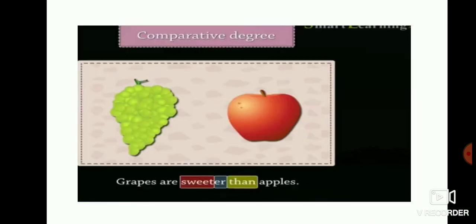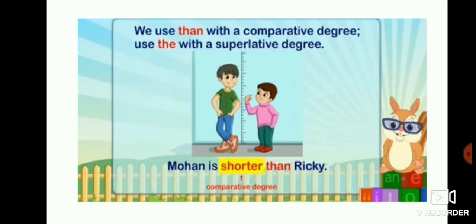See the next example: grapes are sweeter than apples. They are comparing only grapes and apples, using er and than. Next example with the comparative degree: Mohan is shorter than Ricky. They compared Mohan and Ricky. They used the adjective short, added er and then also than. So Mohan is shorter than Ricky.